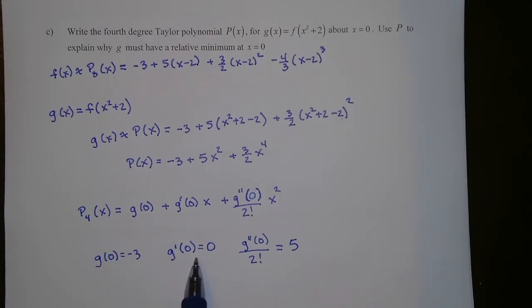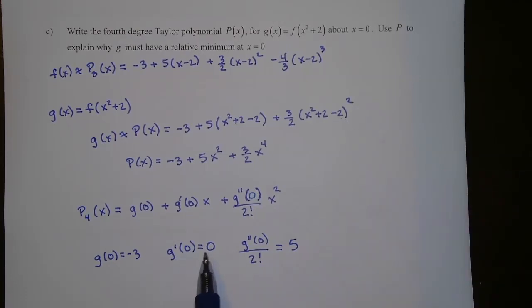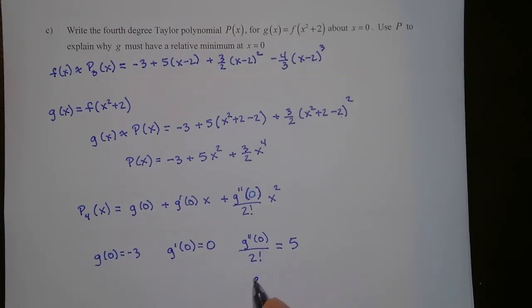Why is this one important? This is a giveaway of how we're going to do this. How are we going to show that there's a relative minimum? g prime of 0 is equal to 0. That's a horizontal tangent. So we could have either a relative min or a relative max at x equals 0, possibly. We can't tell if g prime is changing from positive to negative or negative to positive. But we can look at g double prime, which tells us about concavity. g double prime of 0 over 2 factorial is equivalent to 5, which means g double prime of 0 is equal to 5 times 2 factorial, which is 10.